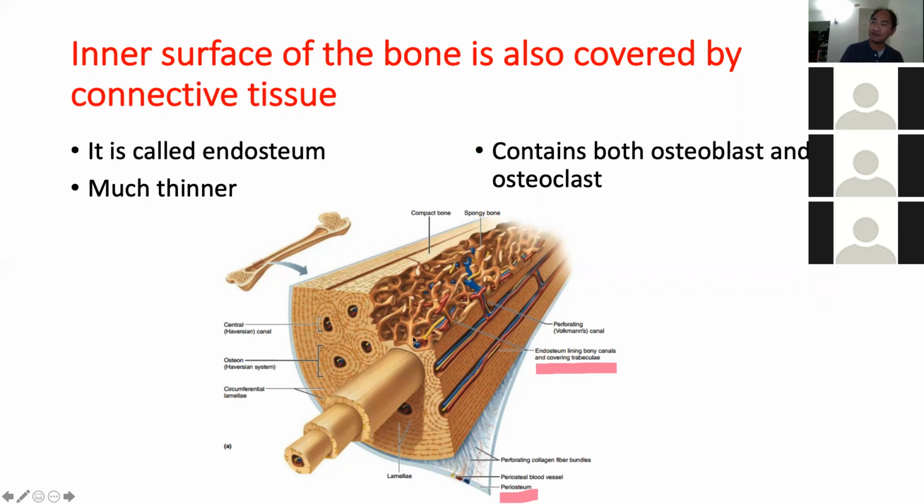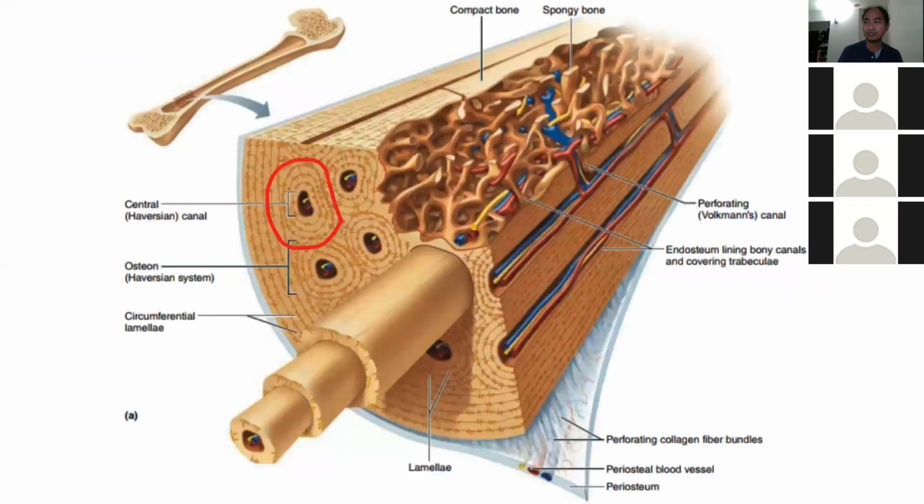Endosteum, which covers the inner canal of the bone. It is much thinner. Again, like periosteum, it contains some osteoblasts and osteoclasts.